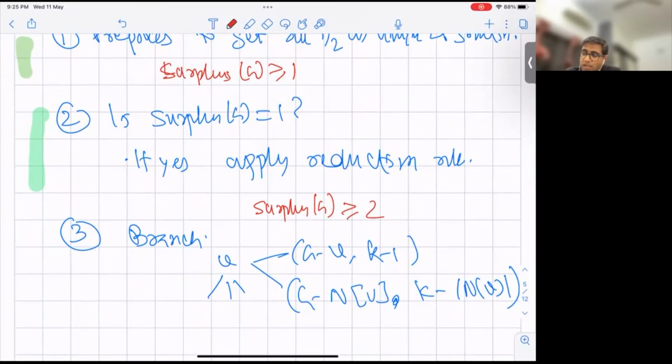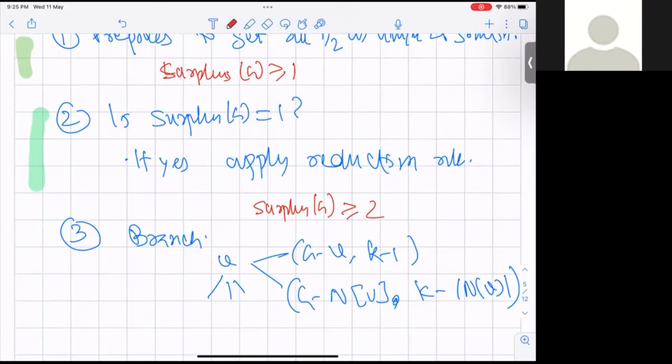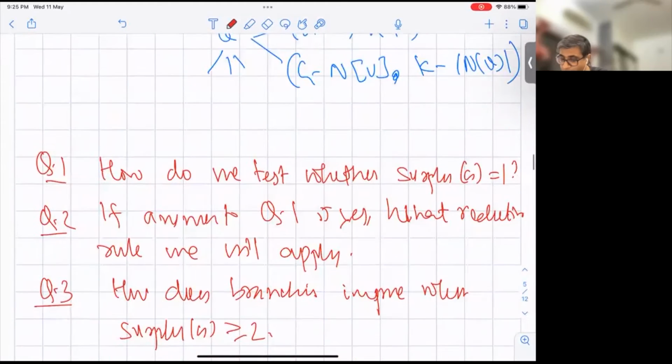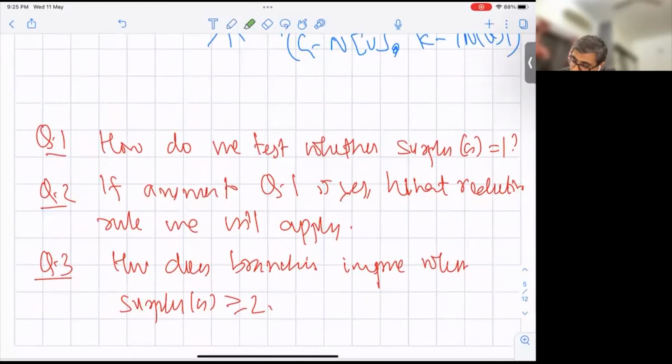And it is very hard to make a reduction rule for surplus of G equal to 2. Why? Because this is exactly like when a vertex has degree, how much? 3. Right? So, yeah. Okay. But before, what I have done now is I have answered question number 2. If we are able to find an independent set whose surplus is 1, then we can perform a reduction rule.